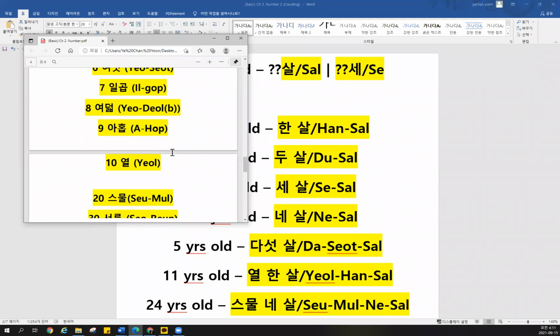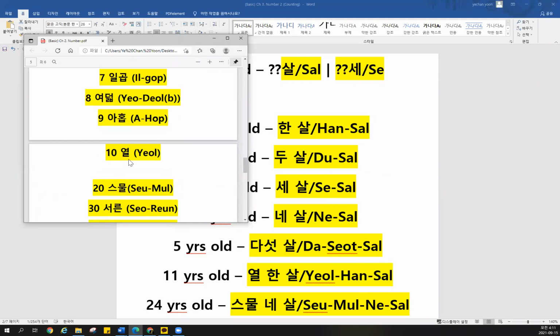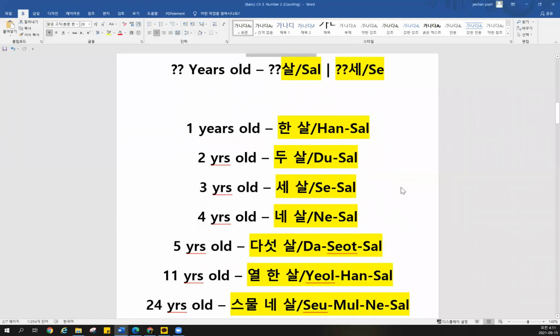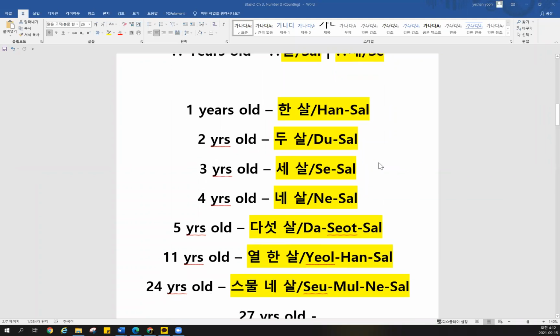There we go. 열, right? And 1 is 하나. Then it's going to be 열하나 살. Changing form, right? So it's going to be 열한 살. 열한 살. Okay.